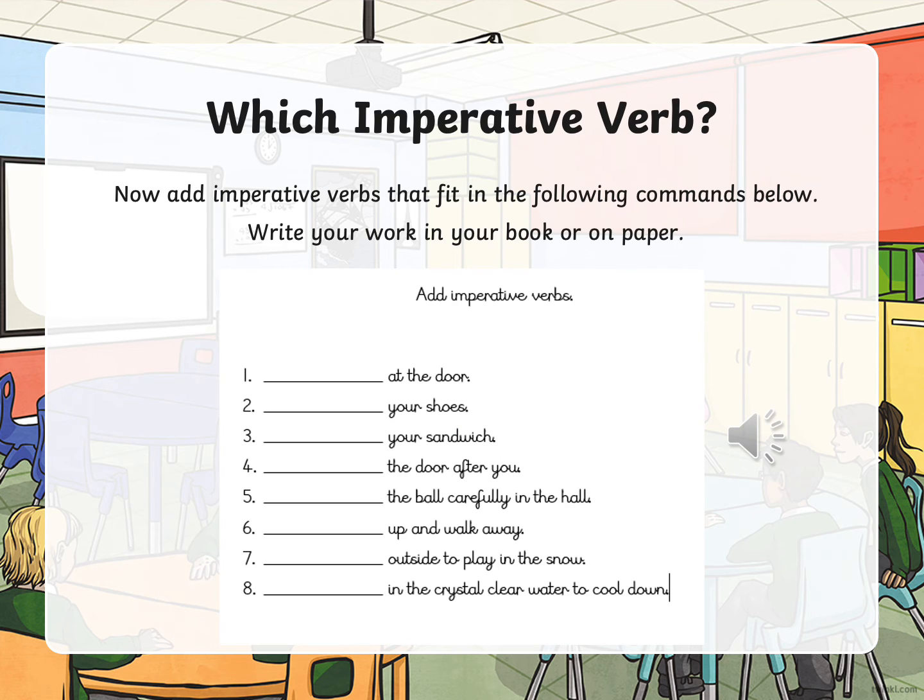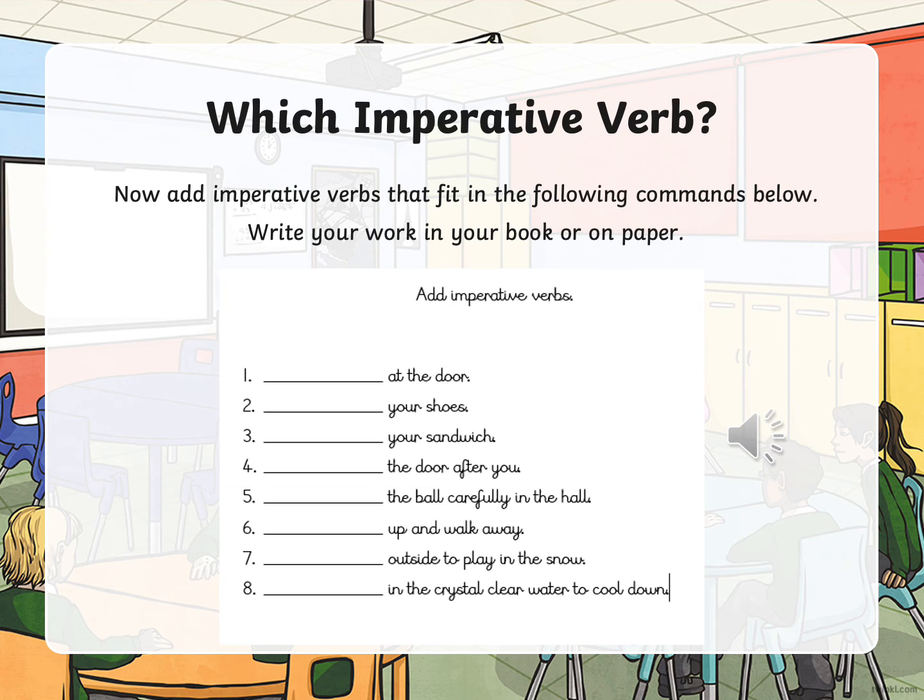Now we have your task. Now add imperative verbs that fit in the following commands below. Write your work in your book or on paper. Add imperative verbs. Number 1, something at the door. Number 2, something your shoes. Number 3, something your sandwich.